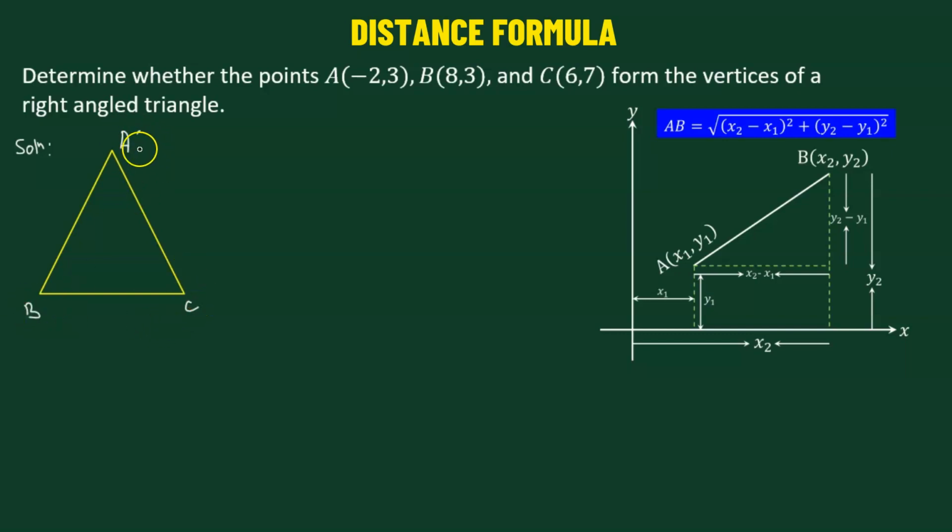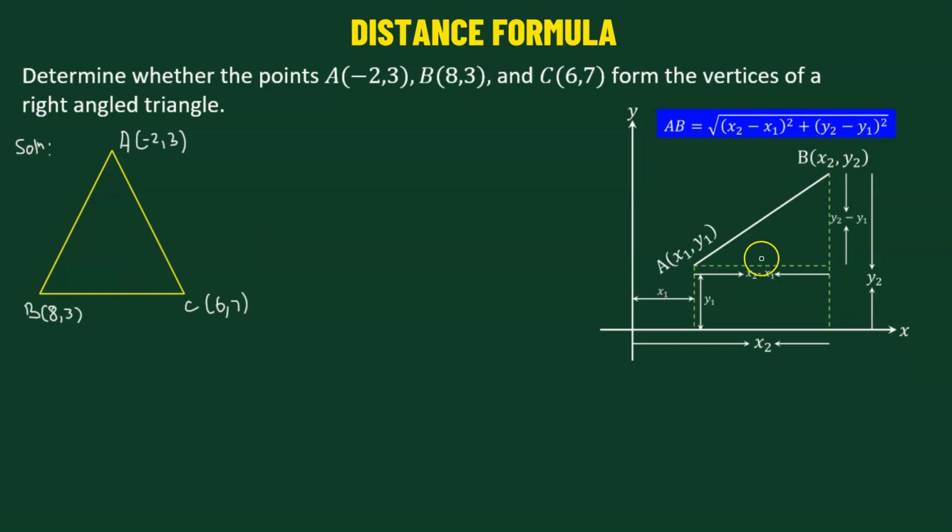Now A has the coordinate (-2, 3). B has the coordinate (8, 3), and C has the coordinate (6, 7). First, let us find out the length of each of the sides. All we have to do is use the distance formula.